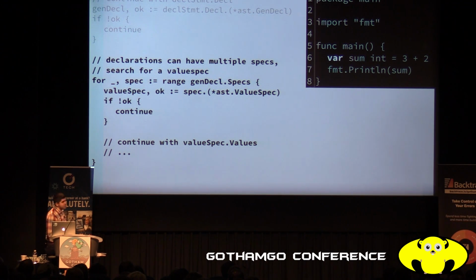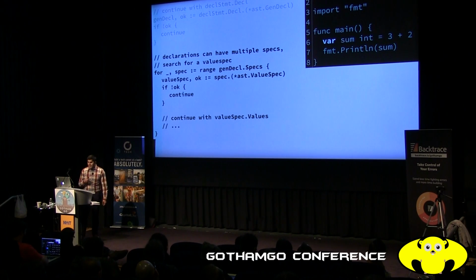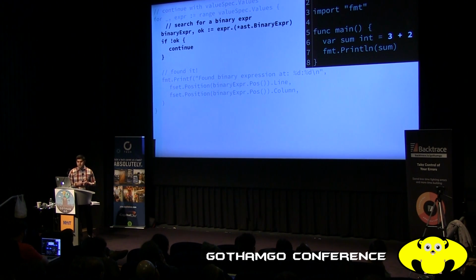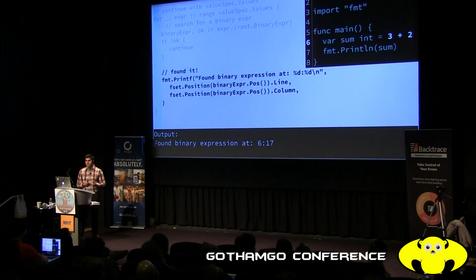And as you know, I showed that the variable declaration is being shown as a value spec. So once I have the value spec, I'm looking at the right operand, on the values side. And then I'm searching for the binary expression. And once I have the binary expression, I'm just printing it to the standard output. And we have it here. It's on line 6 and column 17.